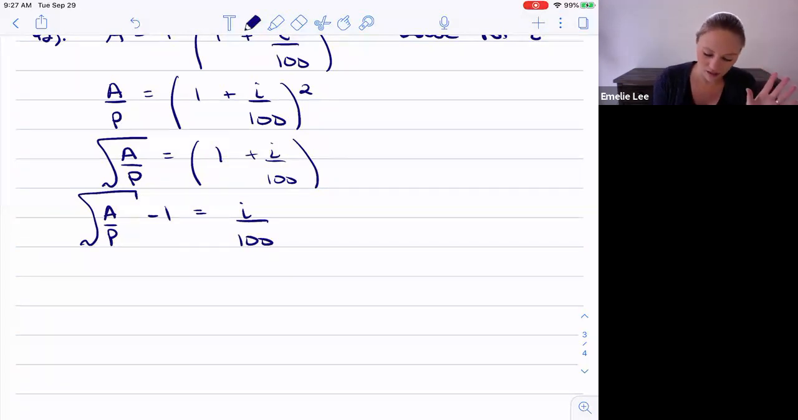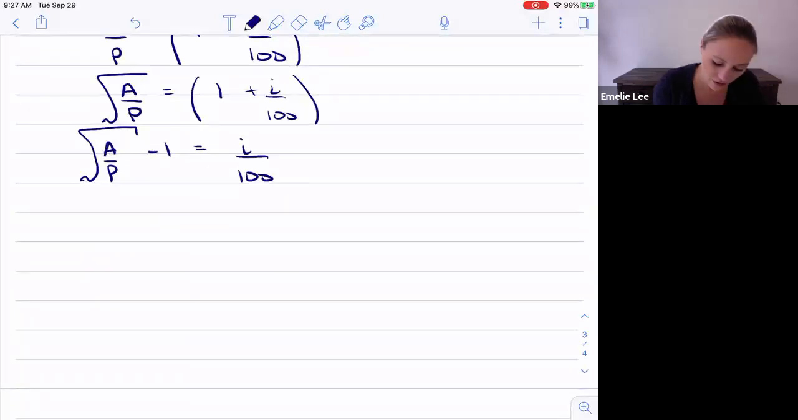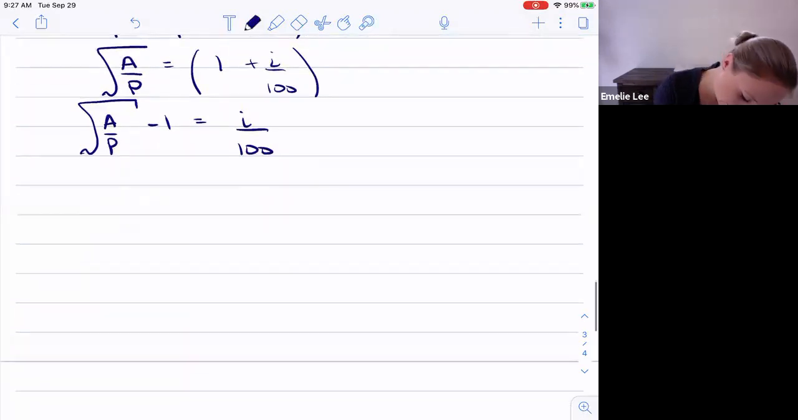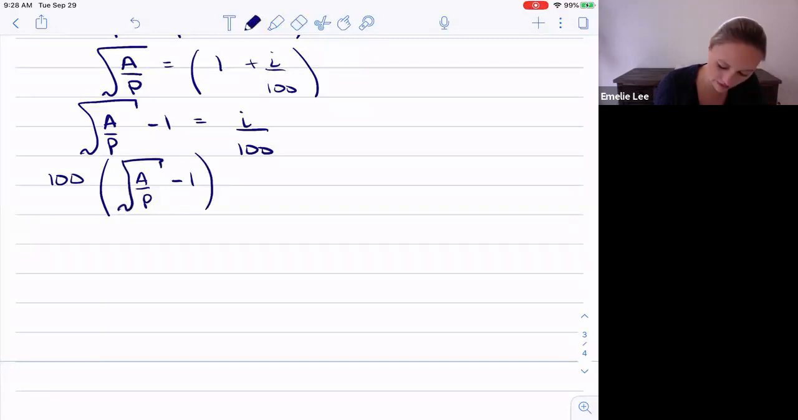So close. I've almost got I on its own. I just need to multiply both sides by 100, making sure that I multiply everything over here on the left-hand side by 100. So now I have, and like before, I like to have whatever I'm multiplying on the left-hand side, on the outside of everything. So 100 times the square root of A over P, put a lip on it here, minus 1, equals I.